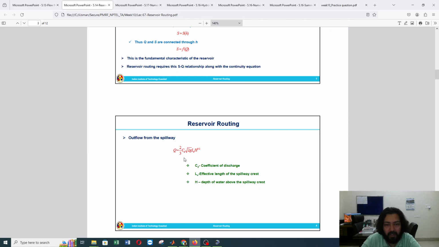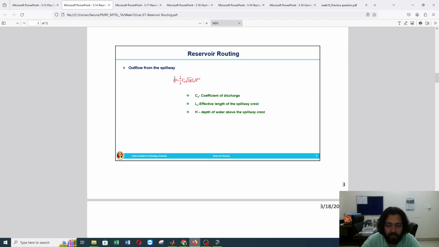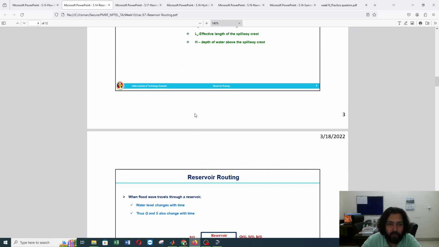Now this is the standard equation which we can use if we want to find the amount of discharge that is happening through a spillway, right? Here CD is the coefficient of discharge, LE is the effective length of crest, and H is the depth of water above the spillway crest. So using this equation we can derive the discharge that is occurring through the spillway.